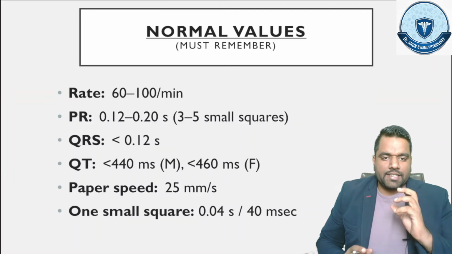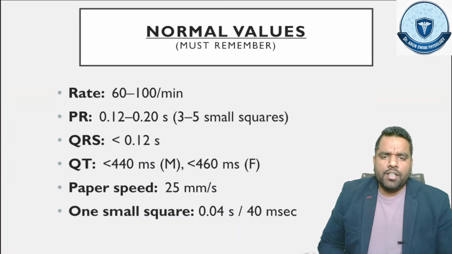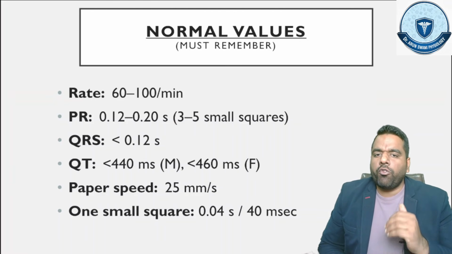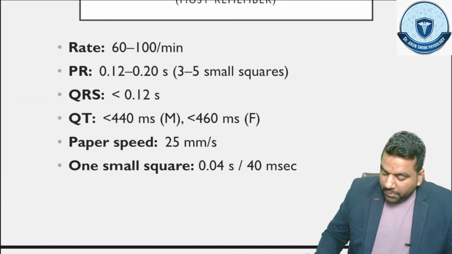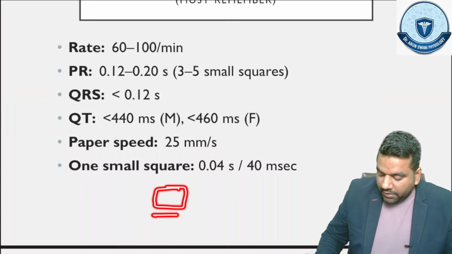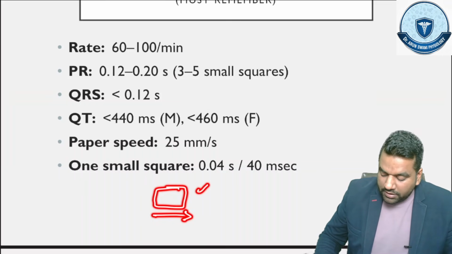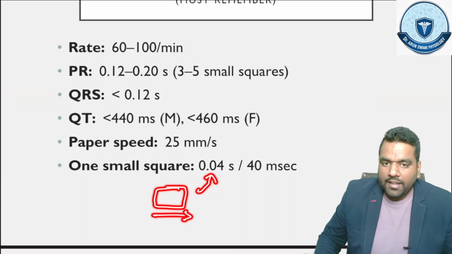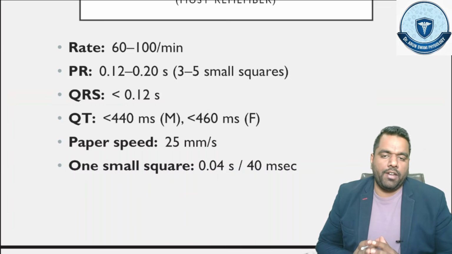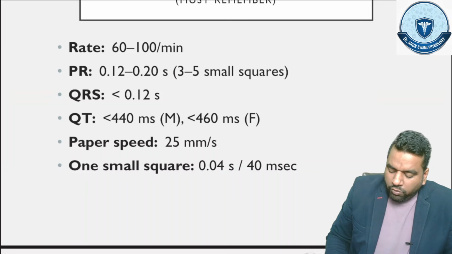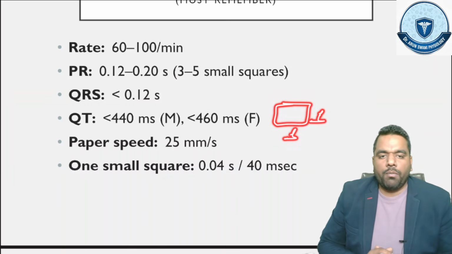The paper speed, the ECG paper speed which we check on the ECG machine. The speed of this ECG paper is 25 mm per second. And the time taken by the machine to cover one small square is 0.04 second. If converted into milliseconds, it is 40 millisecond. Very important. Also remember the size of one small box is 1 by 1 mm. How much? 1 by 1 mm.